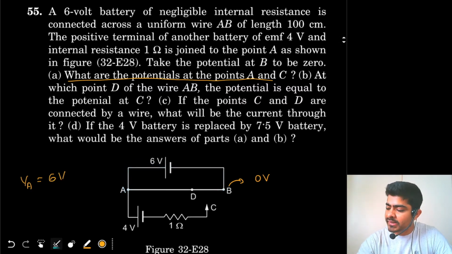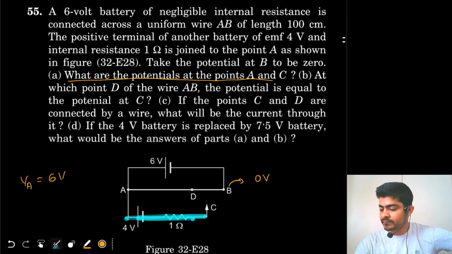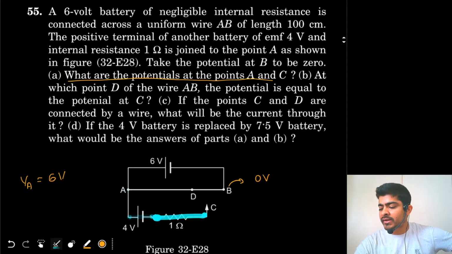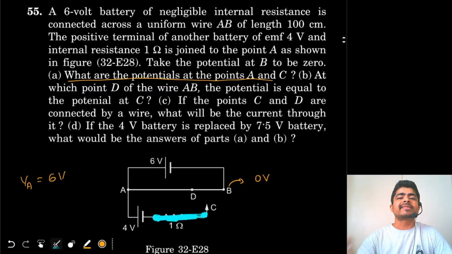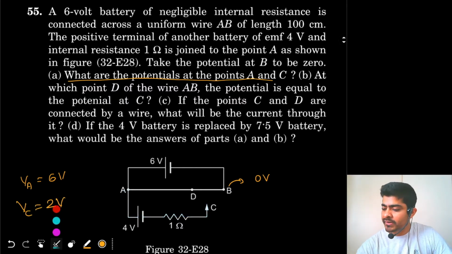Then they are asking the potential of point C. Now in this branch there is no current flowing. So when you go from A, you are crossing the battery from positive to negative terminal, and then we have a resistor and you reach point C. But the resistor has 0 potential difference because current is 0. Delta V of resistor is 0. Okay, so here we have 0 potential difference. So here we have 6 volt, 6 minus 4, 2 volt. So VC will be 2 volt. Okay, so that's it. Part 1 is solved.